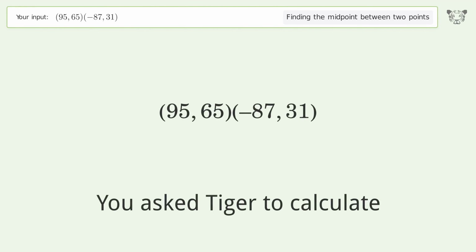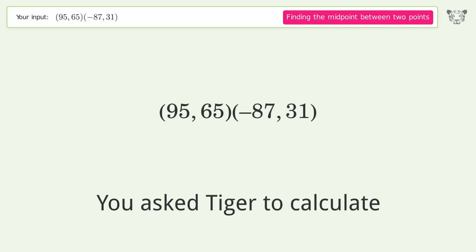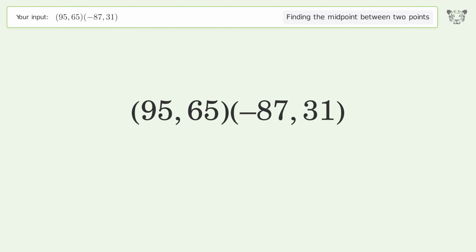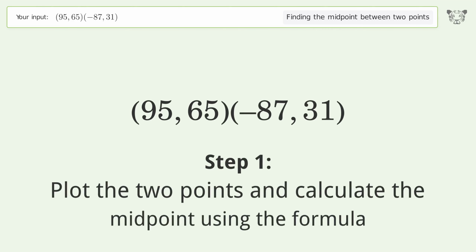You ask Tiger to calculate. This deals with finding the midpoint between 2 points. The midpoint between the 2 points is 4,48. Let's solve it step by step. Plot the 2 points and calculate the midpoint using the formula.